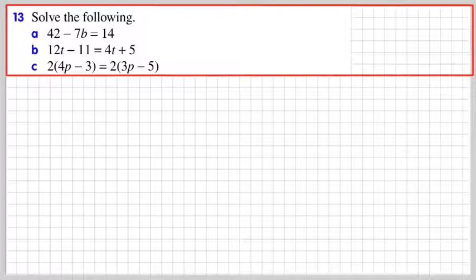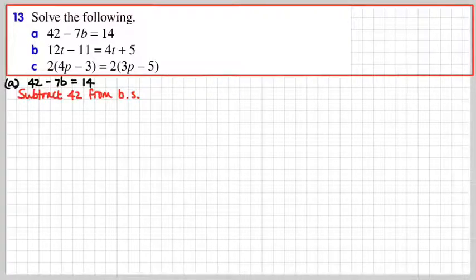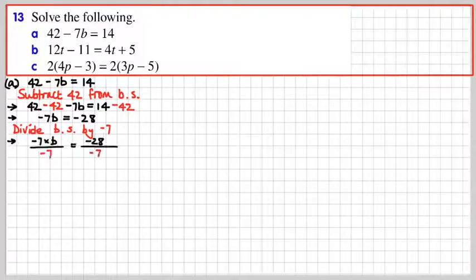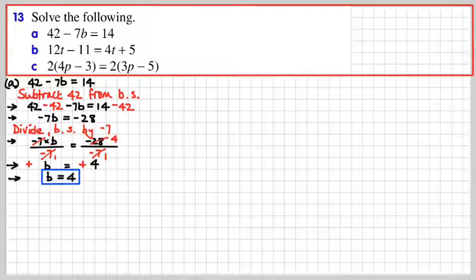You're back? Okay, let's go with this. We've got 42 minus 7b equals 14. So what would you do there? Okay, subtract 42 from both sides, you'll get that. Clean up, you get that. And now we're going to divide both sides by negative 7, and we're going to get b is plus 4. There it is, b is 4, okay? Very good. Number B for you and me.